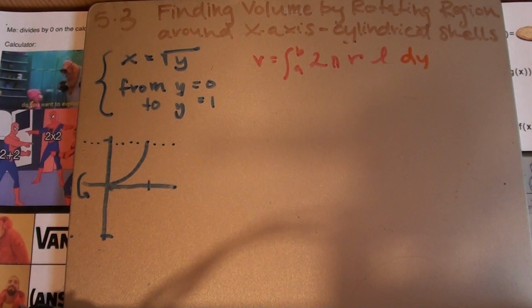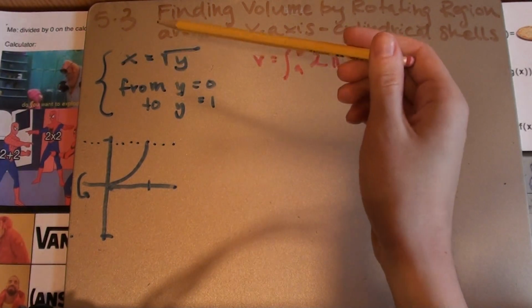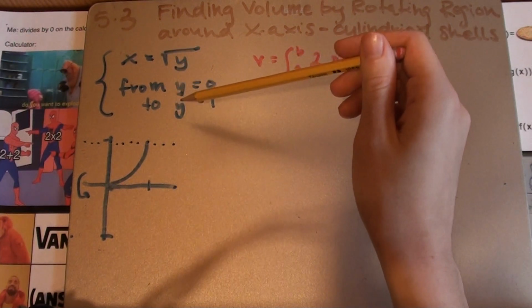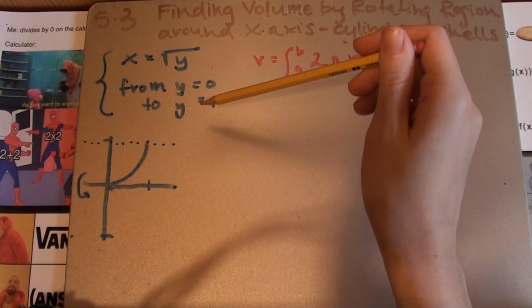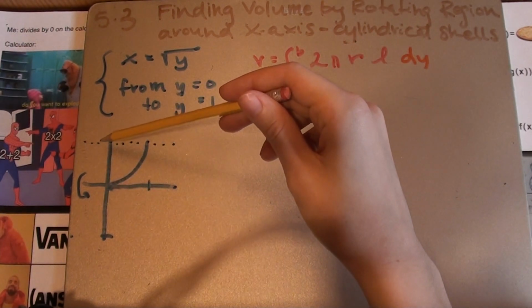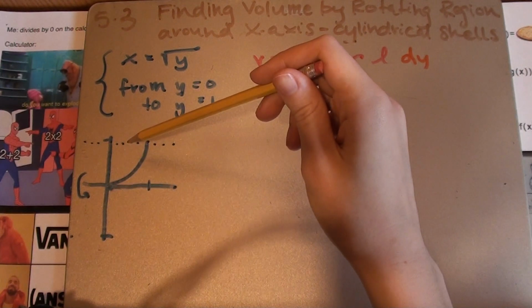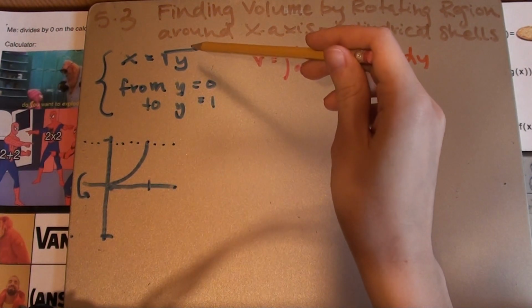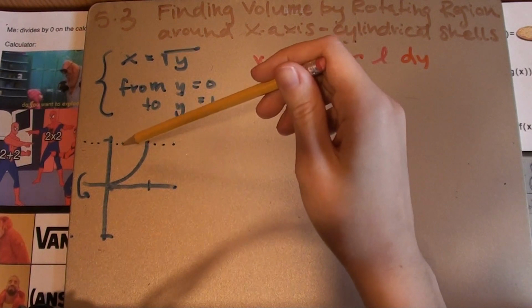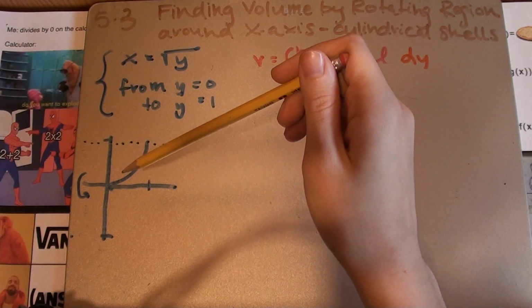So to get us started, I already have a problem written down here for us, and we can see that it says we're going to be trying to find the volume created by this function right here, when x equals the square root of y, from y equals 0 to y equals 1. And I already graphed that here for us, from y equals 0 to y equals 1, and this is our function that we graphed. That's this guy. And so when we rotate this around our x-axis, that's going to give us the shape that we're trying to find the volume of.